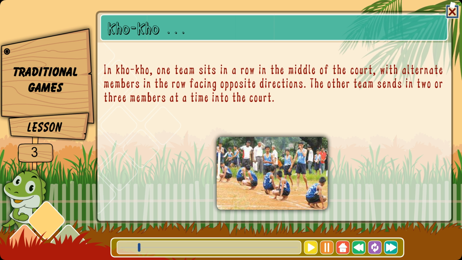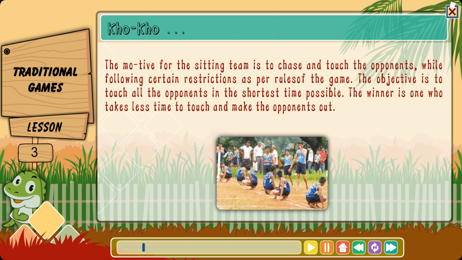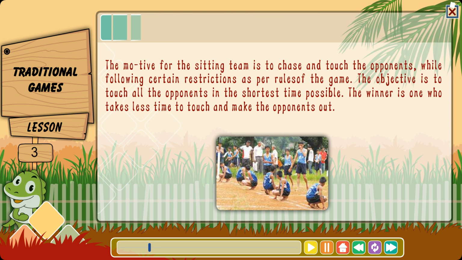In Kho-Kho, one team sits in a row in the middle of the court with alternate members in the row facing opposite directions. The other team sends in 2 or 3 members at a time into the court. The motive for the sitting team is to chase and touch the opponents, while following certain restrictions as per rules of the game. The objective is to touch all the opponents in the shortest time possible. The winner is the one who takes less time to touch and make the opponents out.